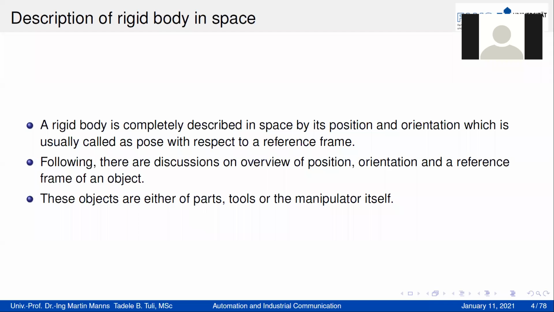In general, in a robot cell we can have objects, tools, parts, or the robot itself. So there is a robot body, there is a gripper attached to the robot, which we call a tool, and then we could also have parts or objects that are going to be manipulated, or picked and placed.